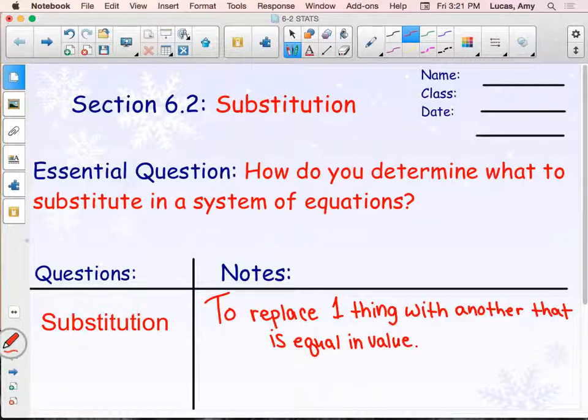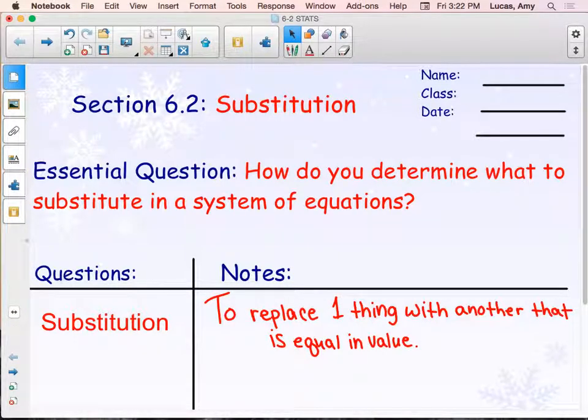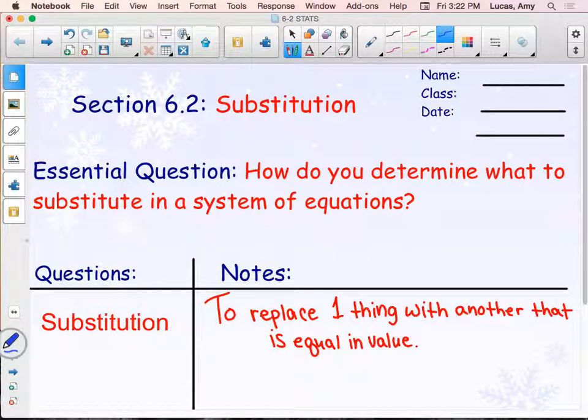A really common example of substitution would be working with money. A lot of times people ask for change for $1. So maybe $1 is the same as 4 quarters, or 10 dimes, or 20 nickels, or 100 pennies, and so on. That's substitution. You replace $1 with 4 quarters because they're equal in value.